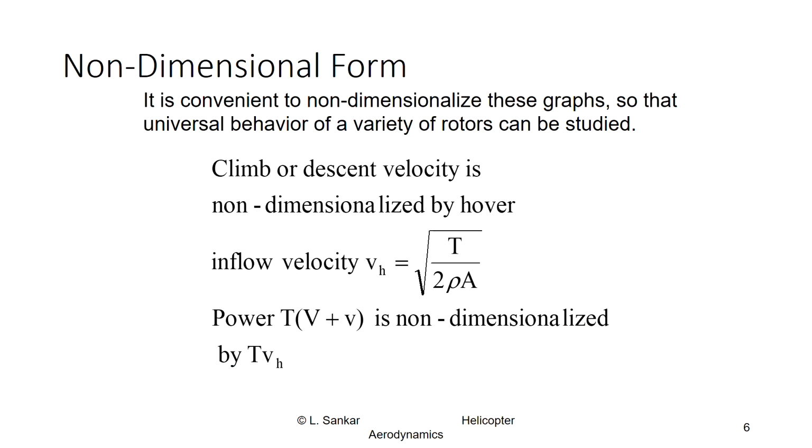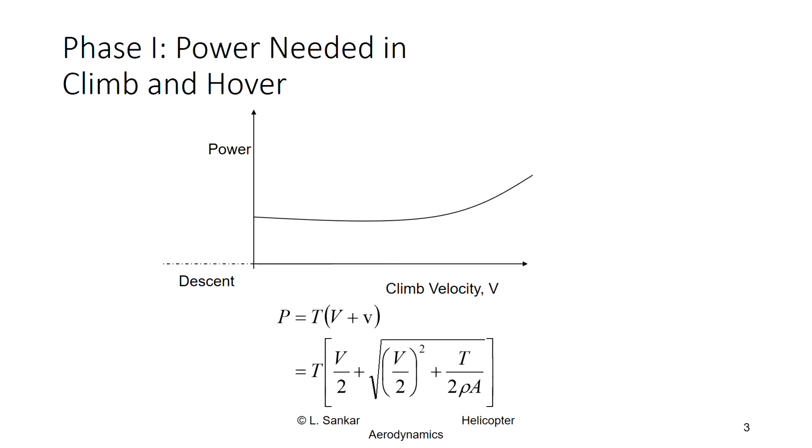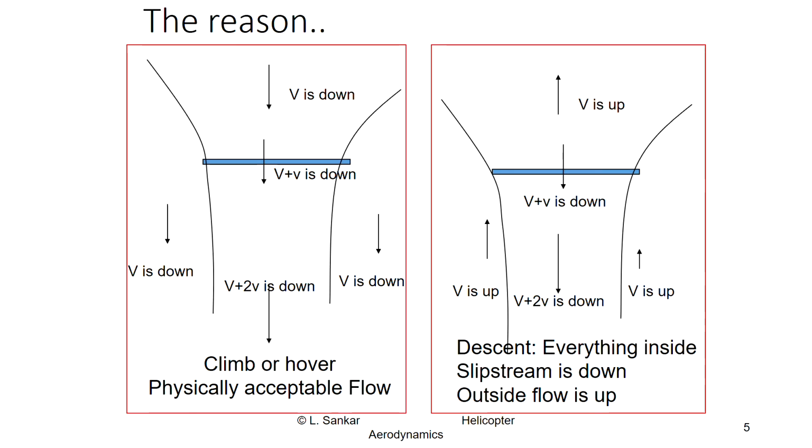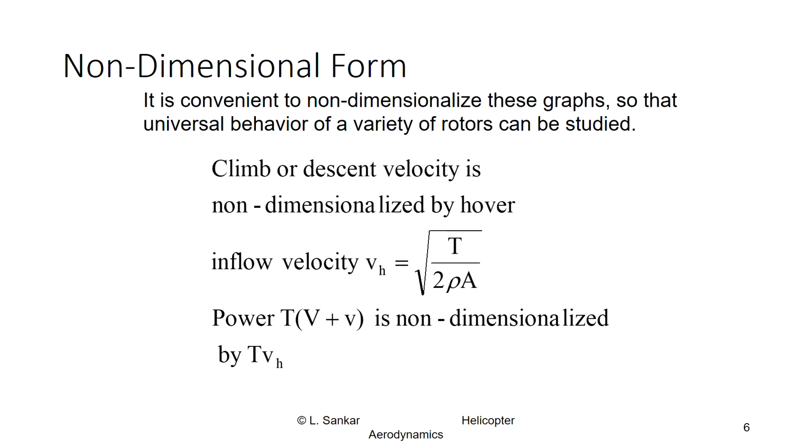We non-dimensionalize all the velocities, including the climb velocity, by the square root of T over rho A. That's the inflow velocity in hover. If you look up here, when capital V is 0, you get the square root of T over 2 rho A as the induced velocity. So we are going to non-dimensionalize all the velocities by the square root of T over 2 rho A. That's for the horizontal axis, where we have the velocity capital V. Now it will become capital V divided by v hover.